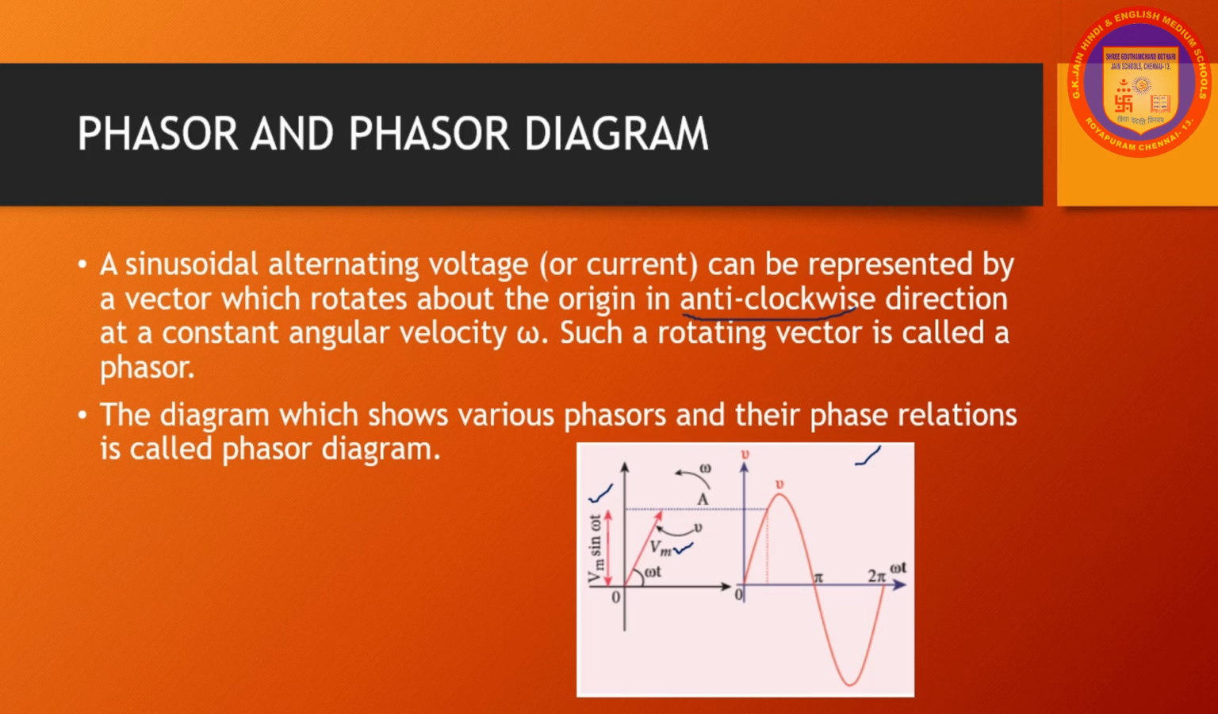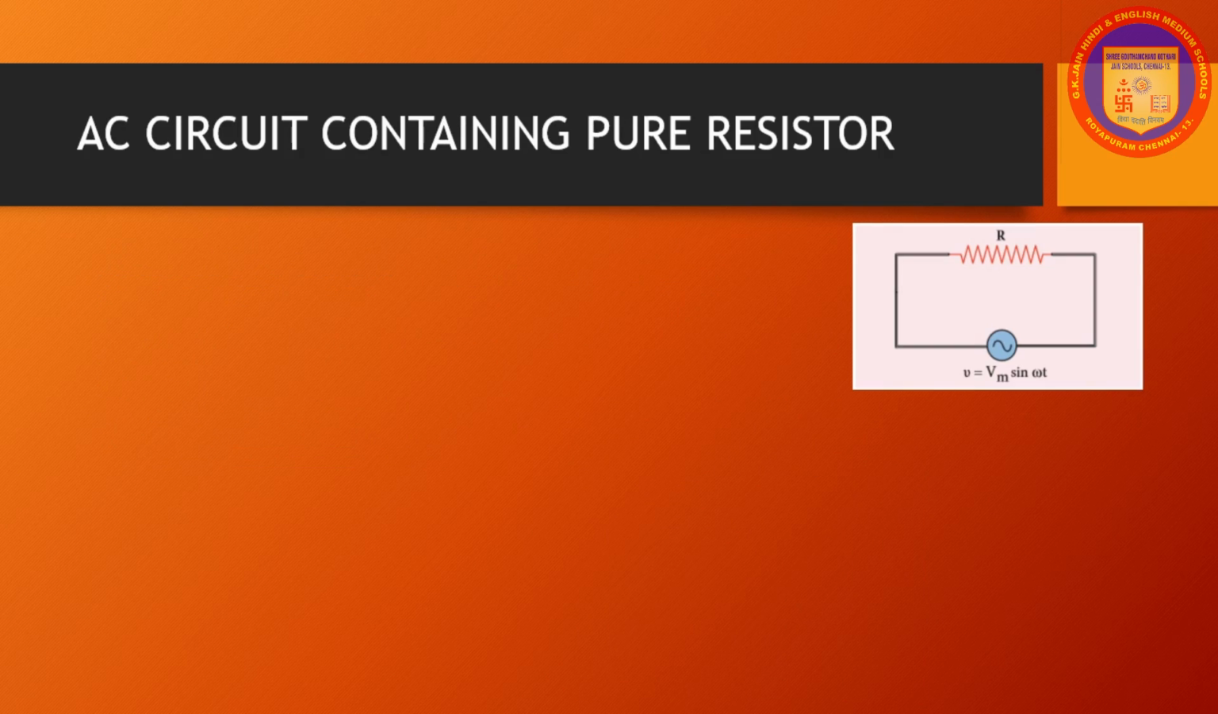Now we are going to see an AC circuit containing a pure resistor. This is a diagram where a resistor is connected to an AC circuit. So consider a circuit containing a pure resistor of resistance R connected across an alternating voltage source. The instantaneous value of the alternating voltage is given by V equals Vm sin omega t.